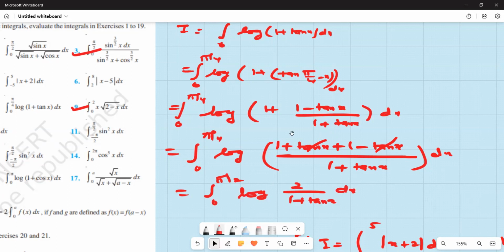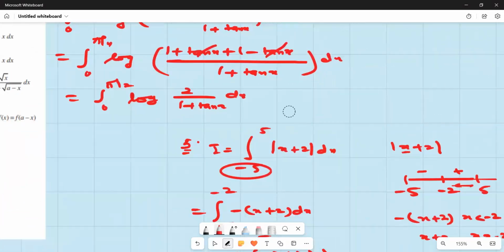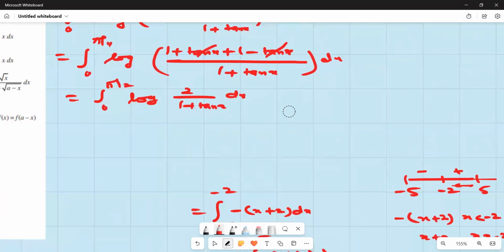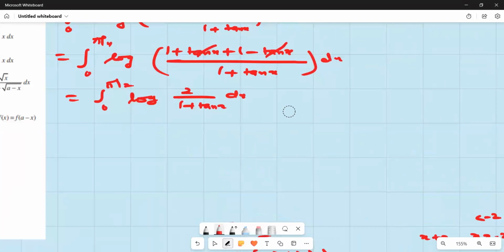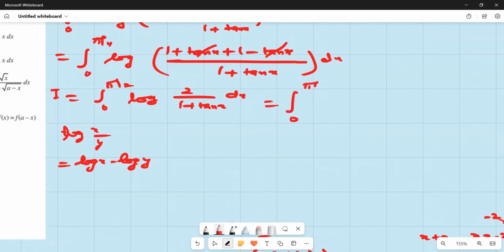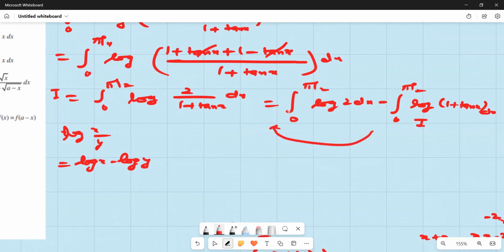So log property, log x by y is log x minus log y. This is I. Use that property, so it will become the integral from 0 to pi by 4 of log 2 dx minus the integral from 0 to pi by 4 of log of 1 plus tan x dx, right? Isn't it I, the question given? And this side is also I. So if I bring it to the left side, it will be 2I.